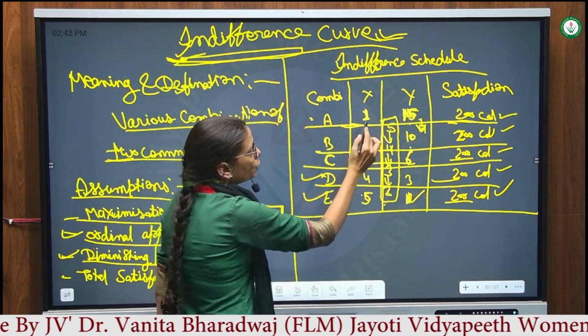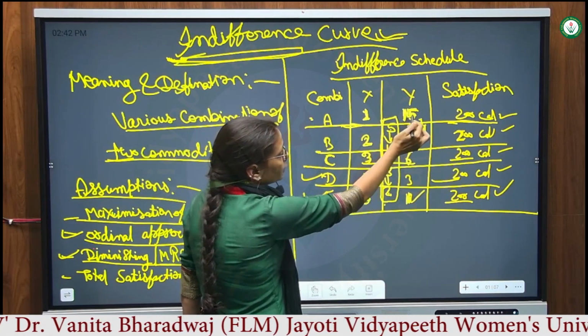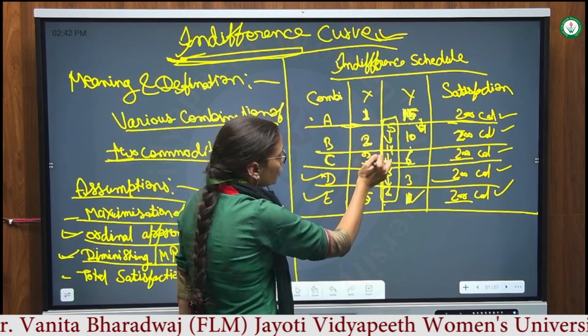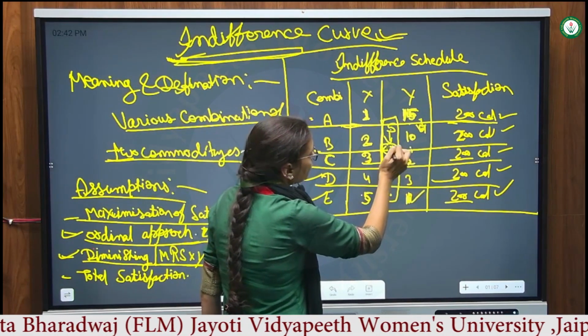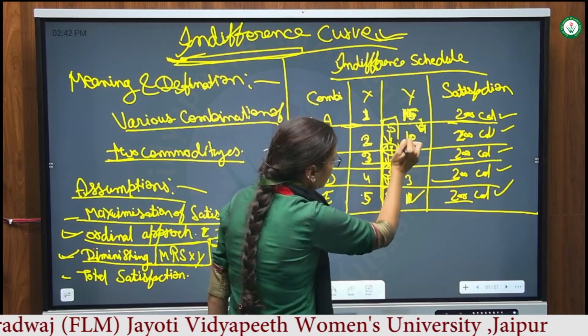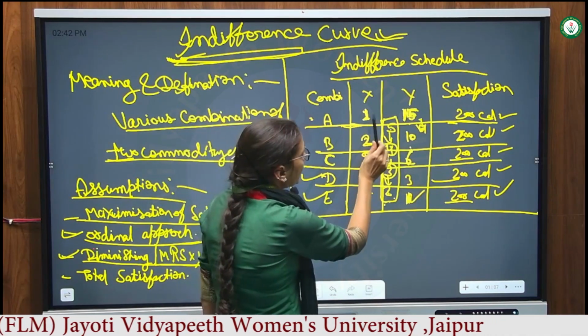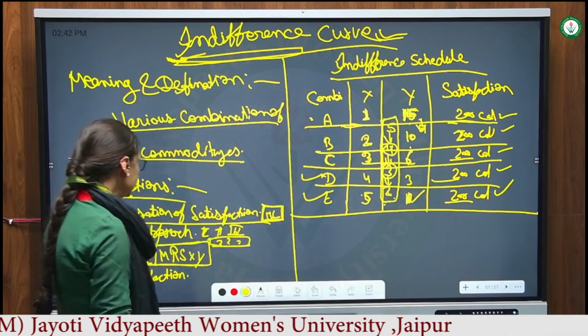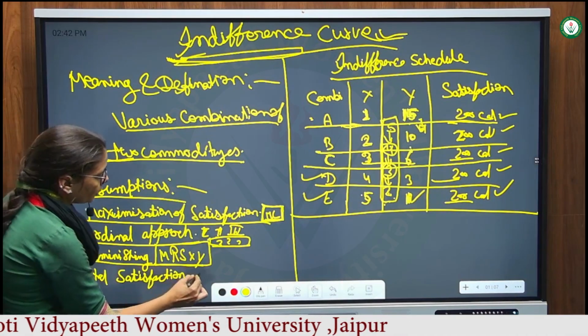You are substituting Y for X. From 1 to 2, 5 units are sacrificed of Y, and when you move from 2 to 3 units, the third combination, you are substituting 4 units, and from 3 to 4 units you are substituting 3 units. This is the diminishing marginal rate of substitution. You are substituting X units for Y units. This is based on the diminishing marginal utility theory.